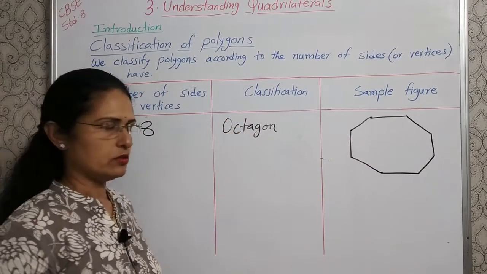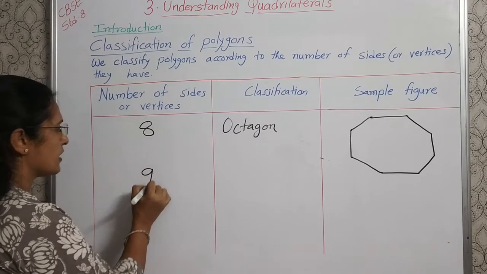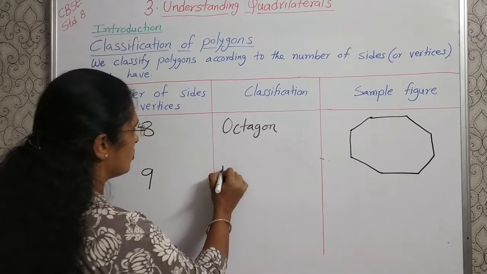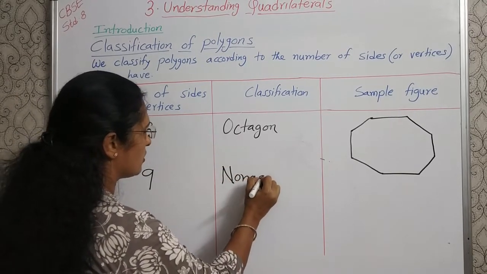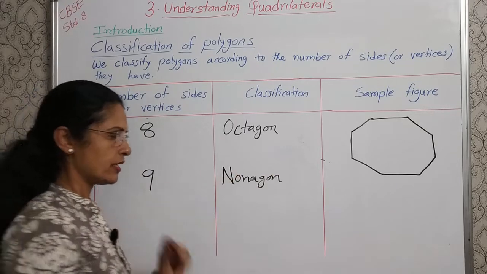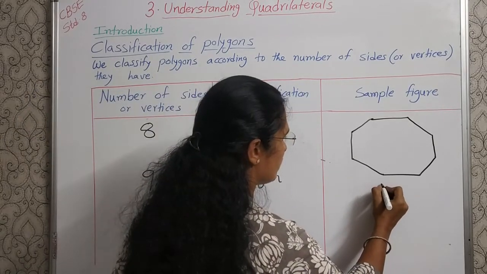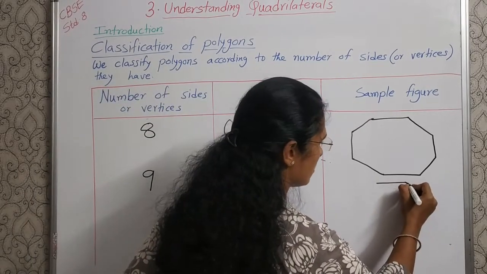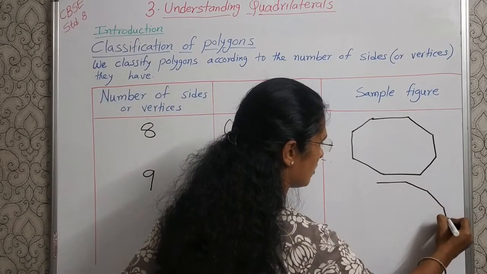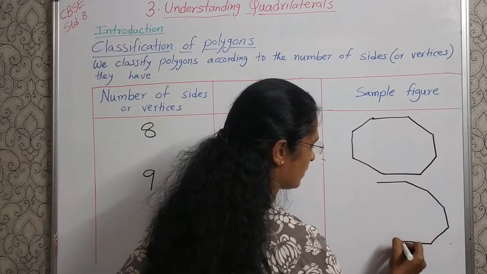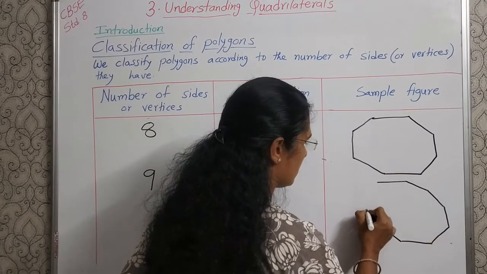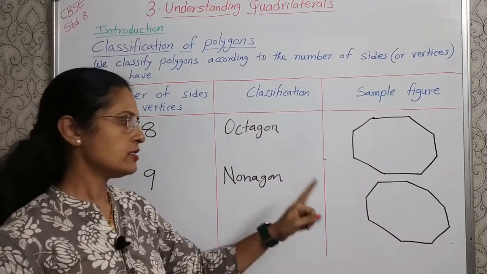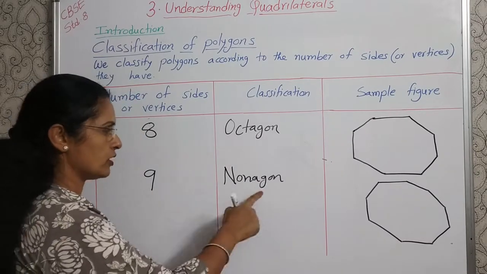It is an octagon. Next, if 9 sides and 9 vertices are there in the polygon, then it is called a nonagon. Nonagon. 9 sides. How to draw the figure with 9 sides and 9 vertices? So 1, 2, 3, 4, 5, 6, 7, 8, 9. So 9 sides are here. 9 sides and 9 vertices, it is a nonagon.